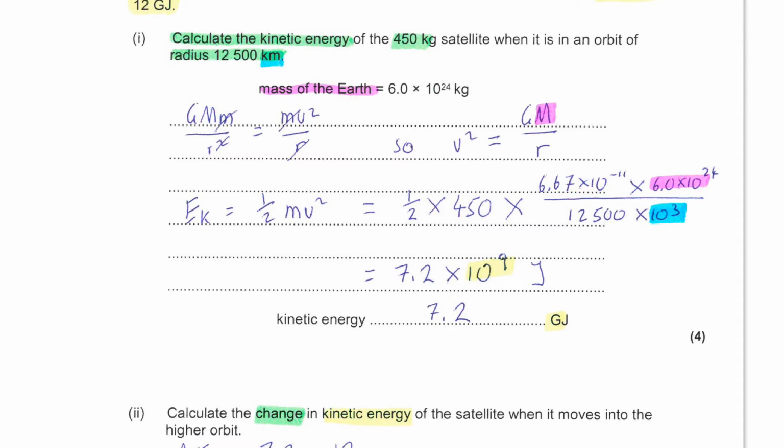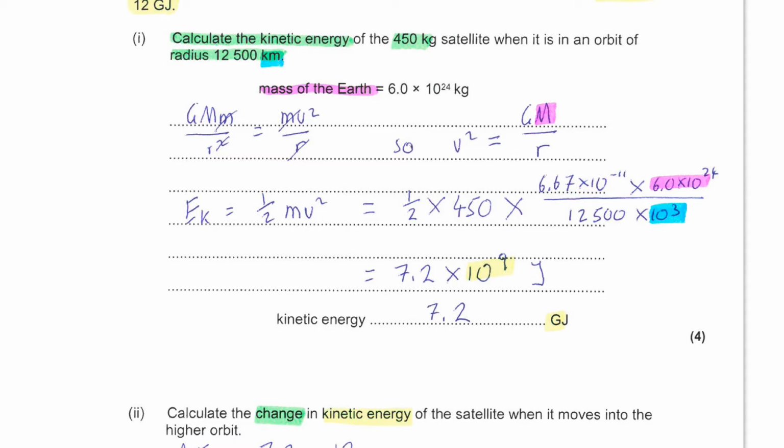Now a question relating to energy. So the kinetic energy of the satellite orbiting the Earth with a radius of 7.5 kilometers is given as 12 gigajoules. You are asked to calculate the kinetic energy of this same satellite when it is at the higher orbit that we've previously considered. So you may think, first of all, that kinetic energy is given by the equation 1/2 mv squared.